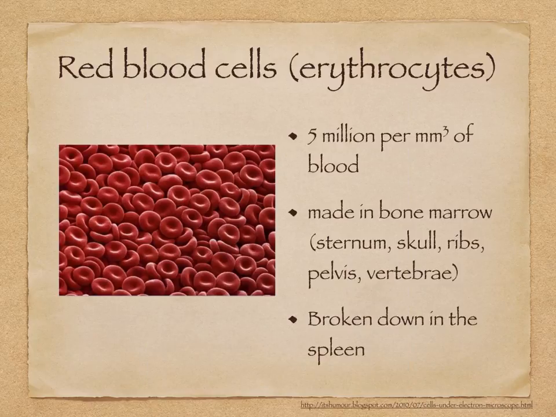There are about 5 million red blood cells per cubic millimeter of blood. Now, red blood cells only live for about 120 days or 3 months, so this means that they need to be constantly made. So they're made in the bone marrow of the sternum, skull, ribs, pelvis, and vertebra. They then get broken down in the spleen, which we'll have a look at in a little bit.